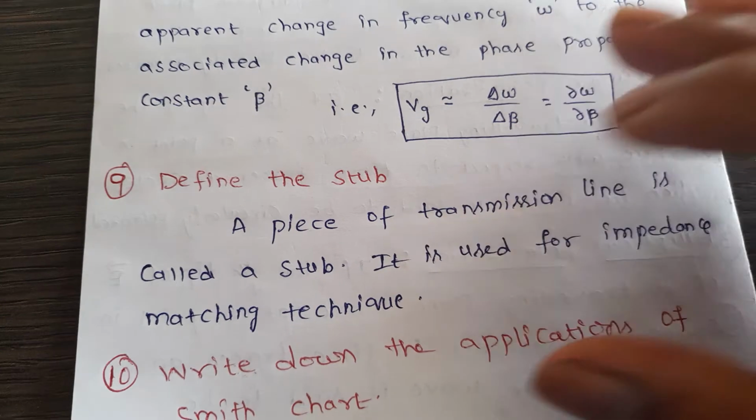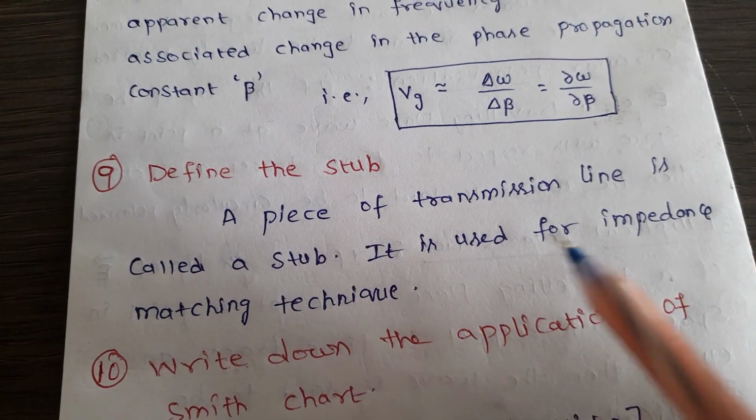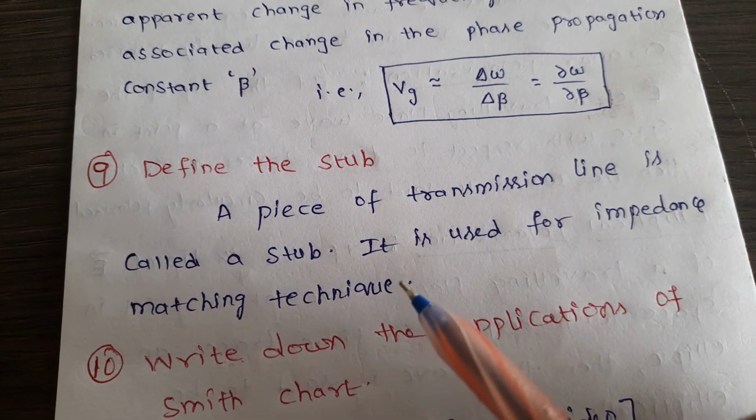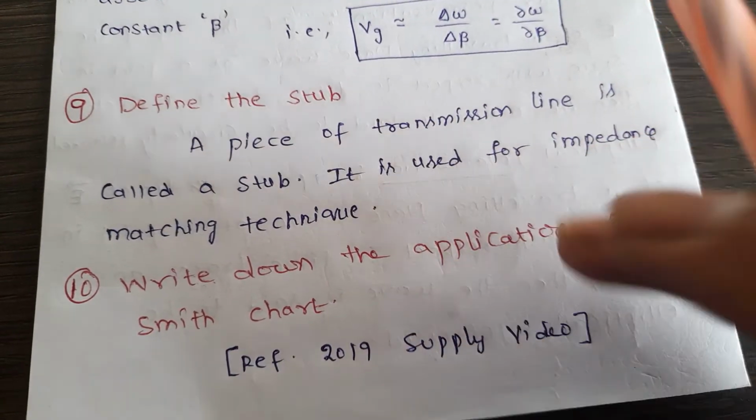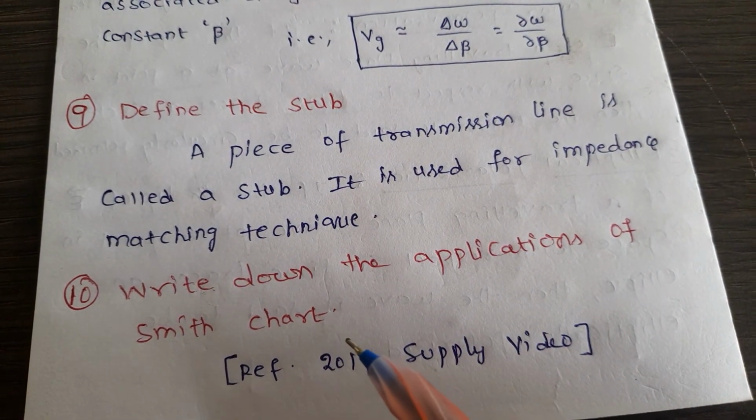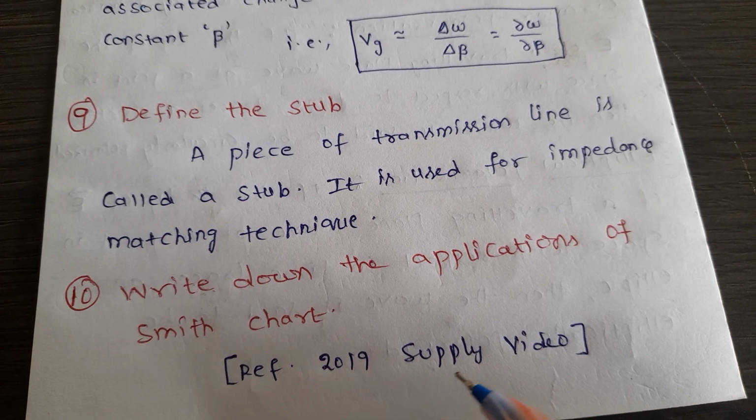Now coming back to the next question, define the stub. A piece of transmission line is called a stub. It is used for impedance matching technique. Is it clear? Now the last question, write down the applications of Smith chart. Please refer to the 2019 supply video for that.